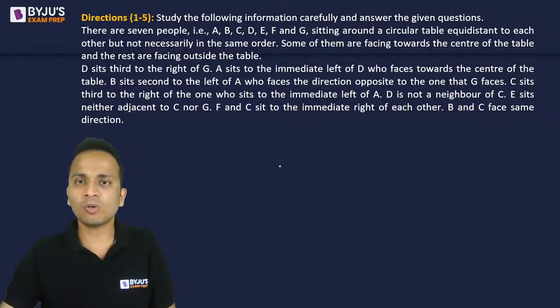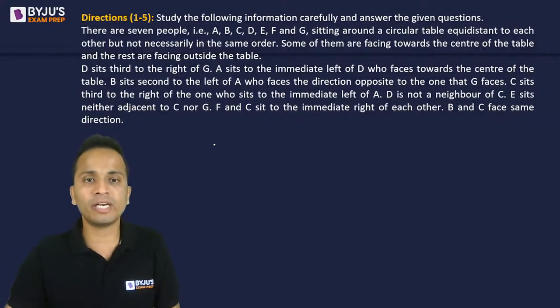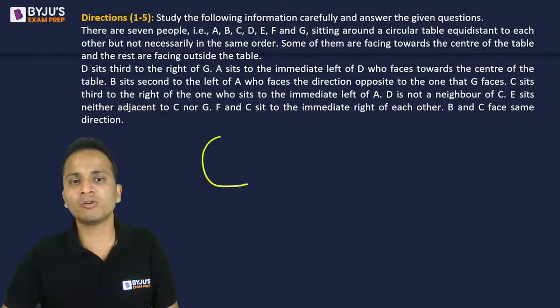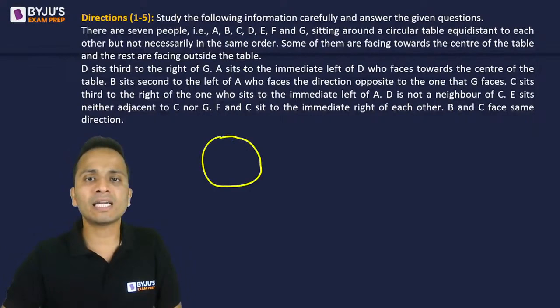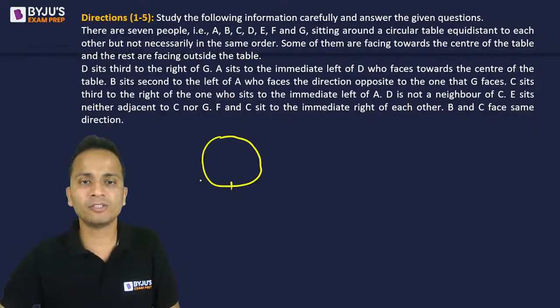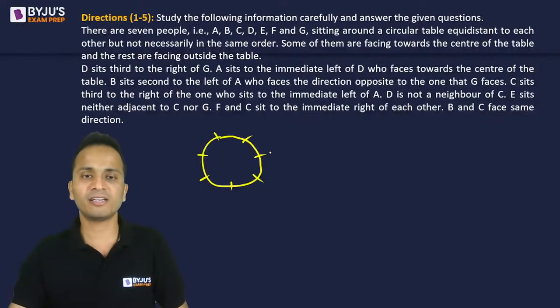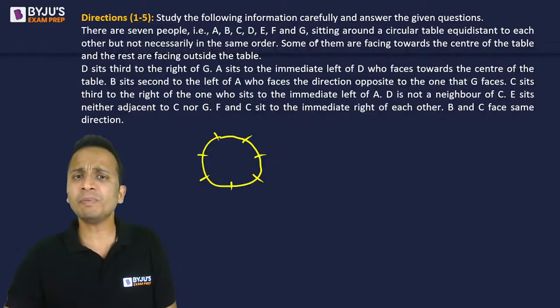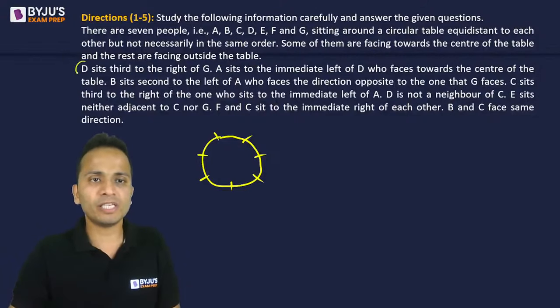So this is a circular arrangement. So I'll draw a circular table. Okay, I'll draw a circular table, and there are 7 people. So 1, 2, 3, 4, 5, 6 and 7. ठीक है, मेरा सर्कल की तरह दिख नहीं रहा है, लेकिन assume कर लो ये सर्कुलर टेबल है. ठीक है, there are 7 people. Some of them are facing towards the center of the table and the rest are facing outside the table. Fine. Now let us start with this condition.